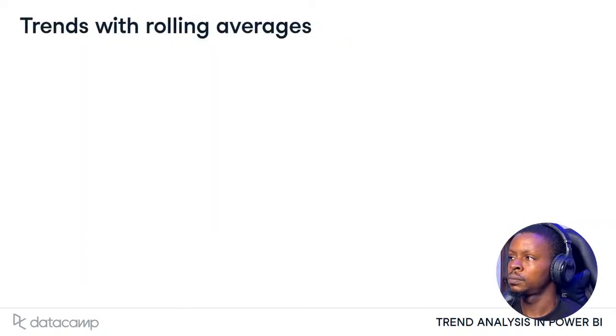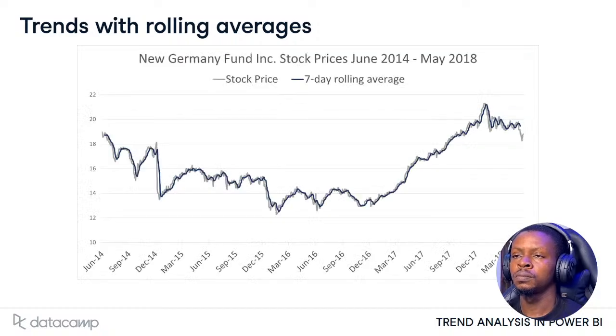A common method for understanding the underlying trend for the time series is known as rolling or moving average. It is the average of the data point values over a specified time window, or the number of days to use in the average calculation. Here, we see the 7-day rolling average of the stock prices as a dark blue line.